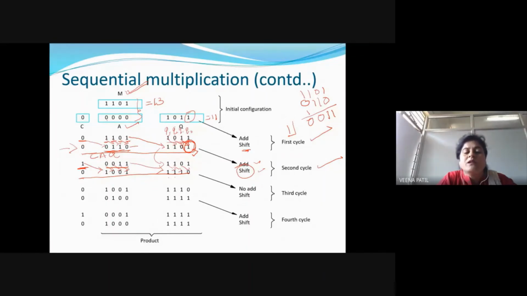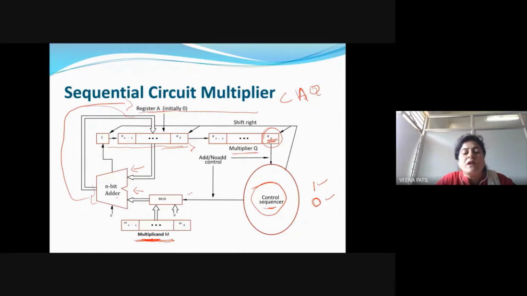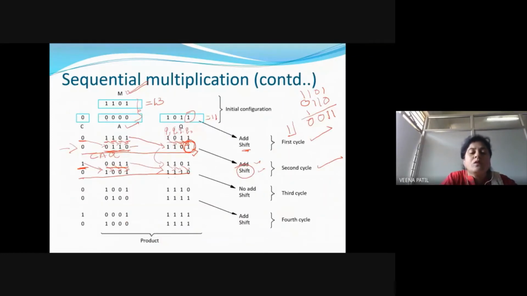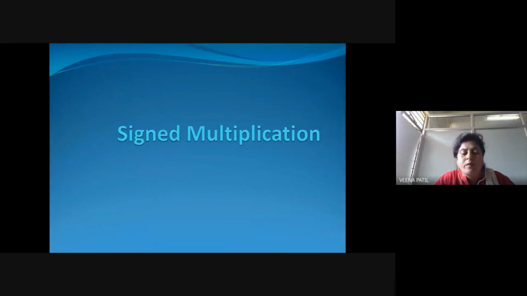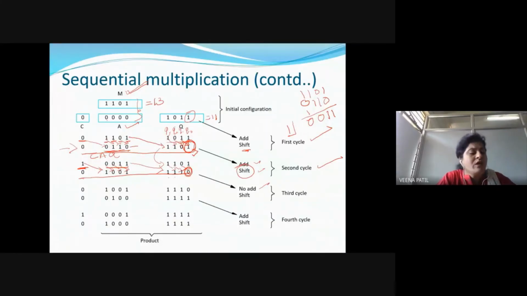Now after performing the second cycle, the control sequencer is again going to watch the Q0 bit. So what is the Q0 bit here? Q0 bit is 0. If the Q0 bit is 0, we are not going to perform any addition, because anything multiplied by 0 will be 0. So no addition will be performed. Simply shift has to be done. So no addition, only shift.